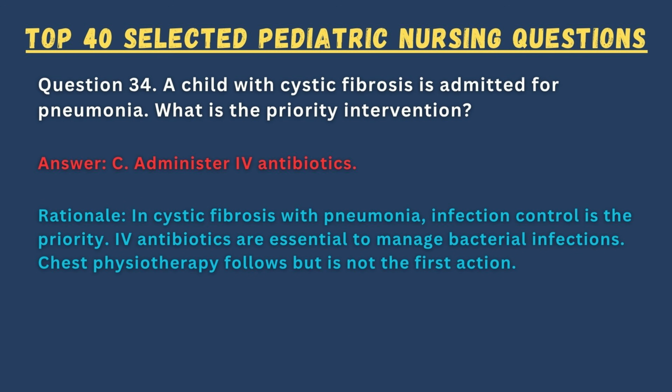Answer. C. Administer IV antibiotics. Rationale. In cystic fibrosis with pneumonia, infection control is the priority. IV antibiotics are essential to manage bacterial infections. Chest physiotherapy follows, but is not the first action.